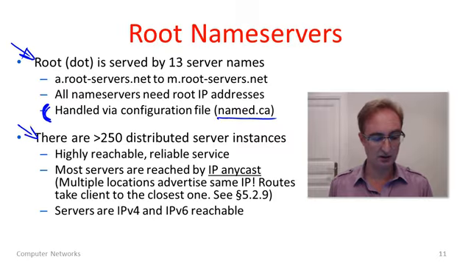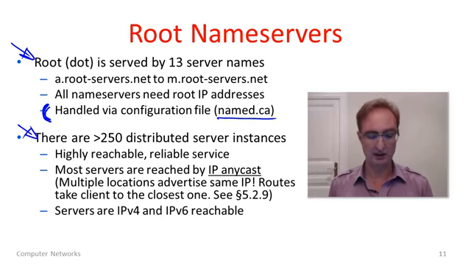Now it's also the case that even though there are only 13 root server names, there are around 250 root server instances that are distributed around the globe. These machines together provide a highly reliable and reachable service for the whole internet because they're crucial for internet service. There's a very interesting trick here. You can read about it in section 5.2.9 of your text, Anycast. I'm not going to go into it in much more detail here because we just don't have time, but it's quite interesting. Many of these 250 server instances are reached by what's called IP Anycast.